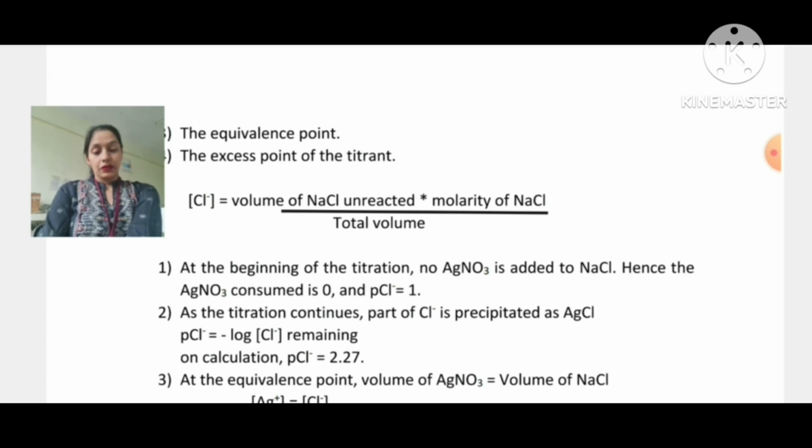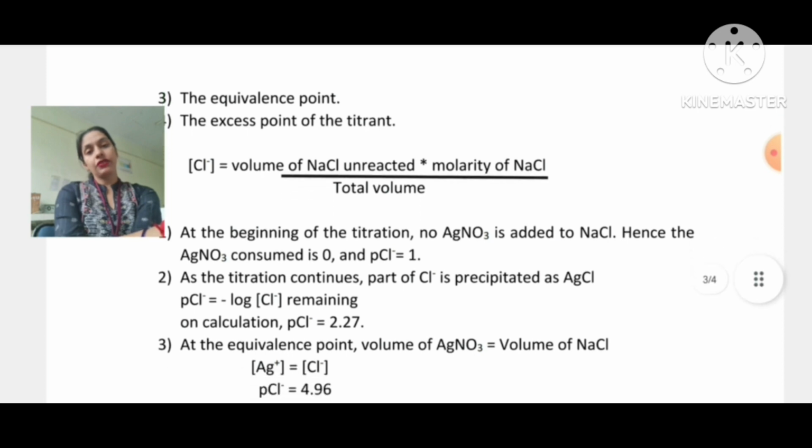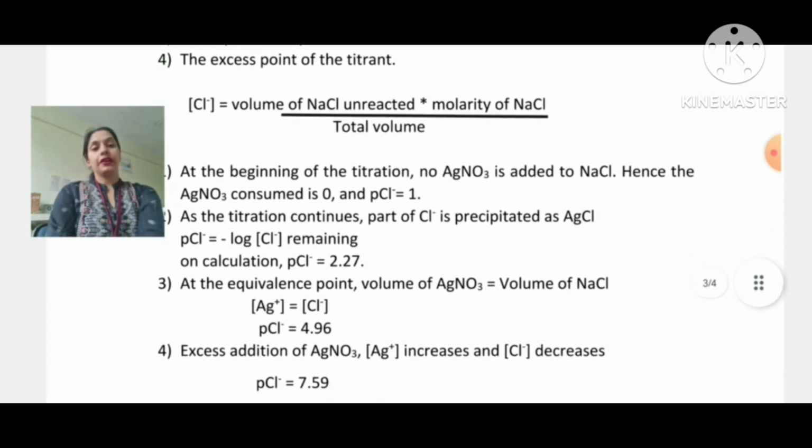And at the second point, as the titration continues, part of the chloride ions is precipitated as silver chloride. Some part has reacted with the silver nitrate. And third is at the equivalence point.